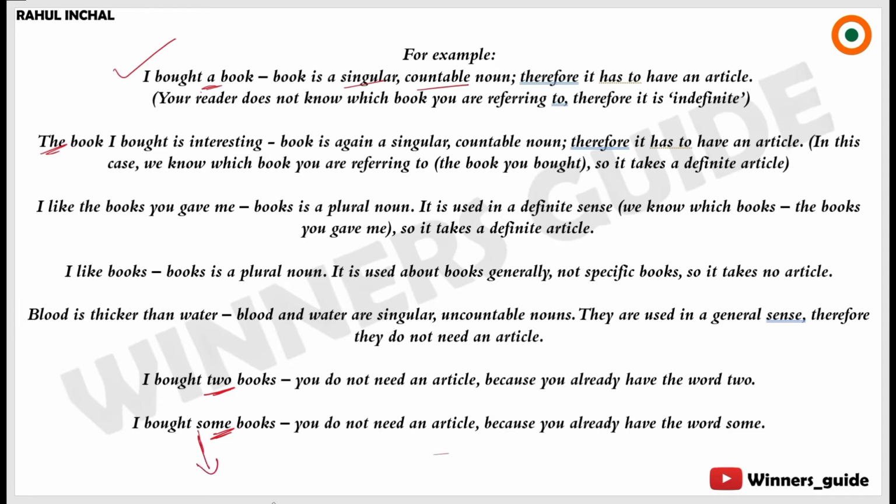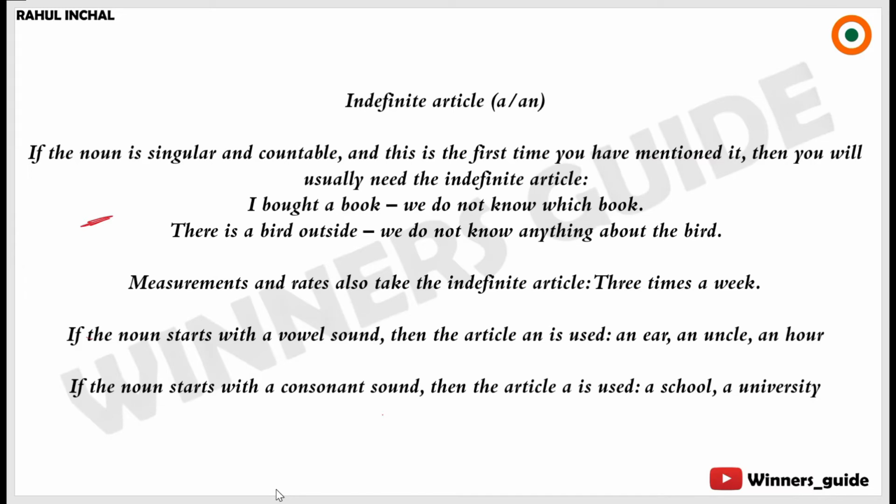All right. Now, an in-depth understanding of what is indefinite and definite. If the noun is singular and countable, and this is the first time you have mentioned it, then you will usually need the indefinite article. I bought a book. We do not know which book. There is a bird outside. We do not know anything about the bird. So measurements and rates also take the indefinite article. Three times a week.